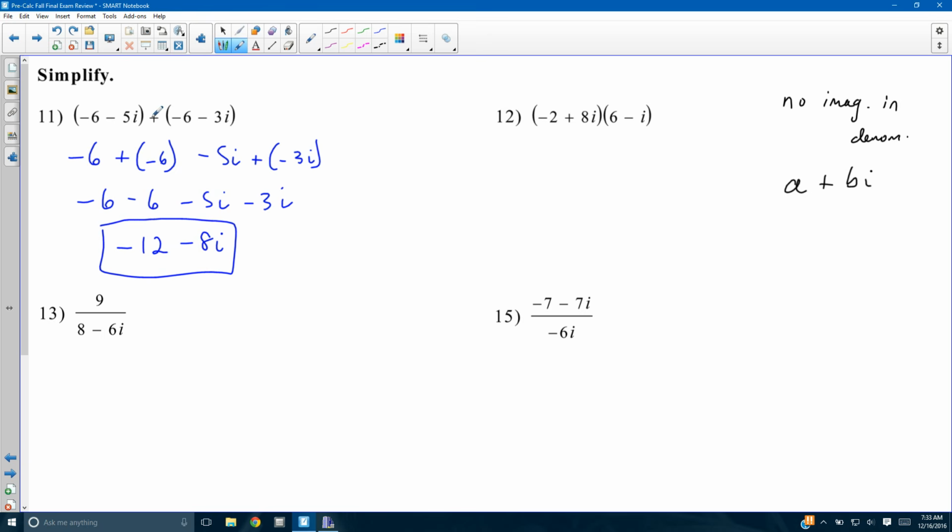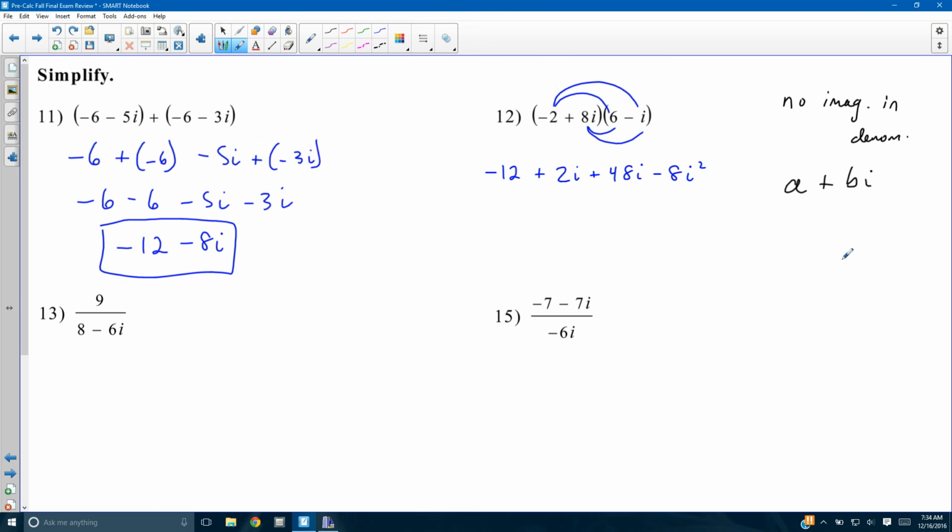And that's it. There's no distribution. That's addition. This one is distribution. We have negative 2 times 6, negative 2 times negative i, 8i times 6, and 8i times negative i. Negative 2 times 6 is negative 12. Negative 2 times negative i is positive 2i. 6i times 8i is 48i. And 8i times negative i is negative 8i squared.